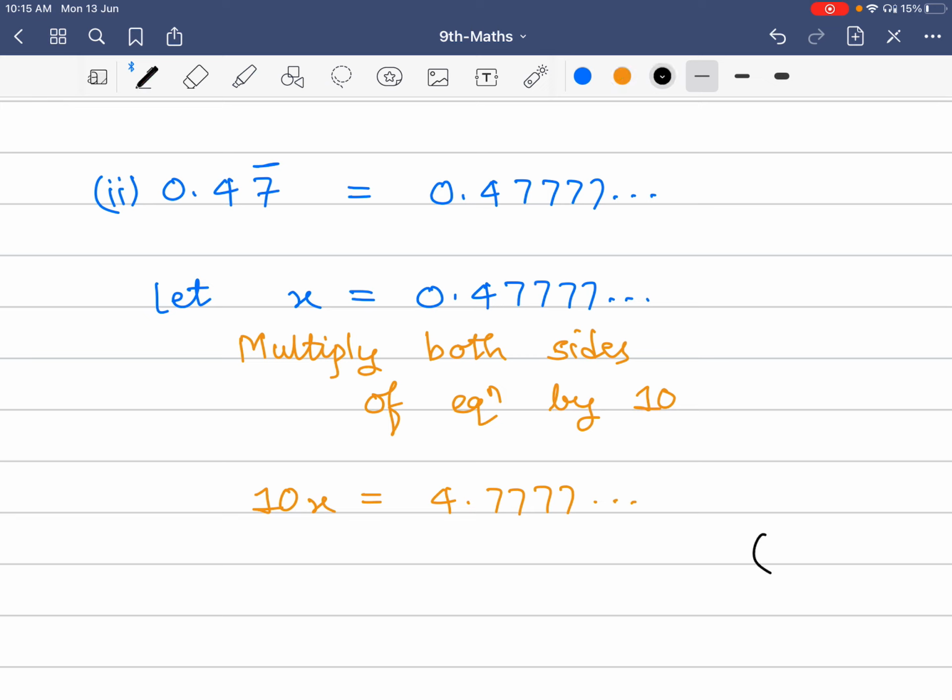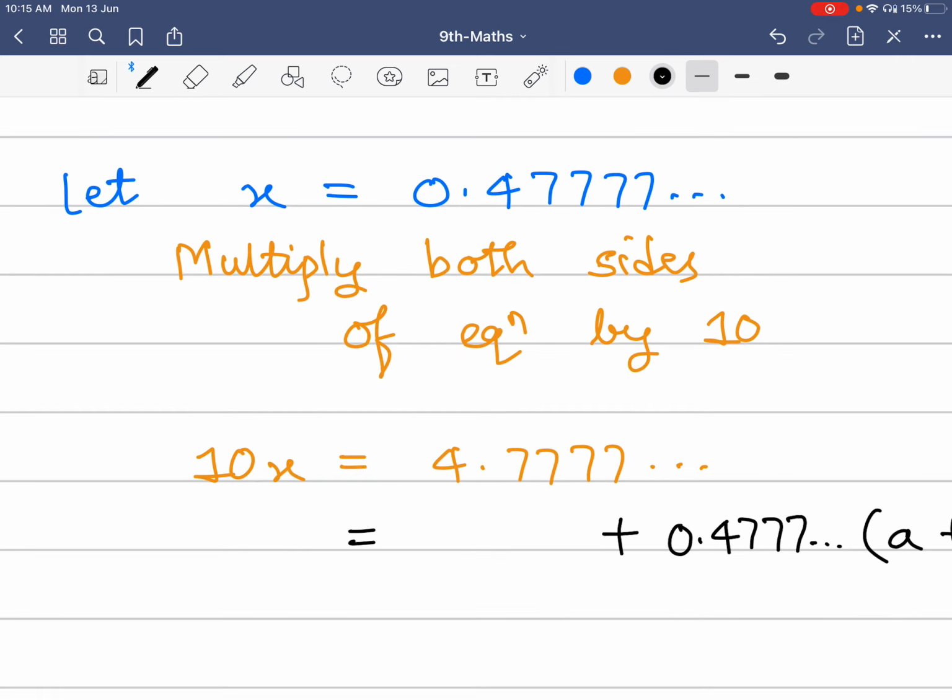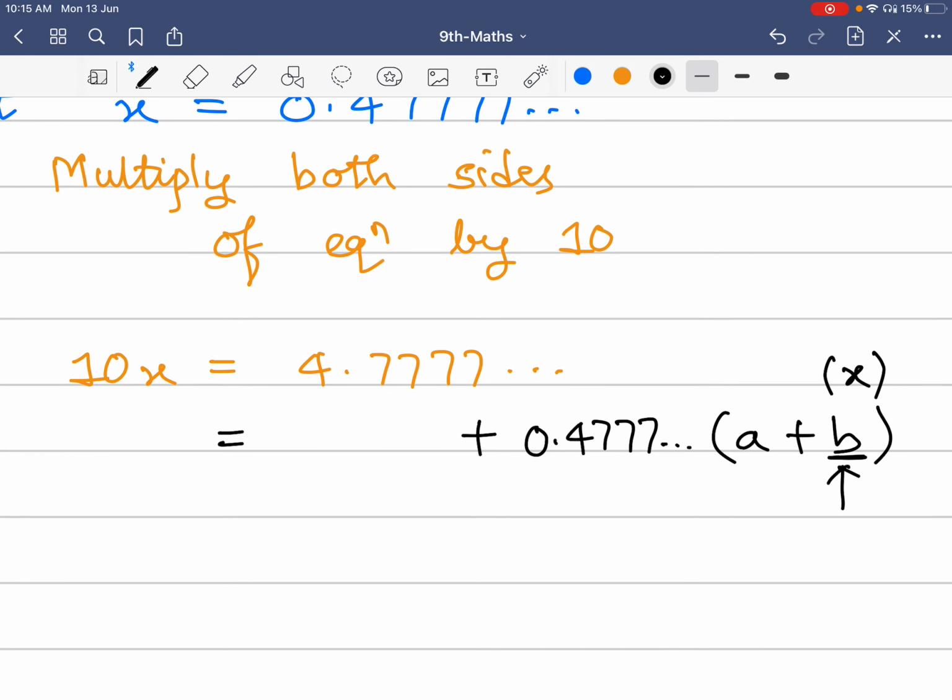We have to split this number in the form of a plus b, where b should be in the form of x. So I'm going to first write the value of x. I know what the value of x is. It is 0.4777 dot dot dot. Let's zoom in.